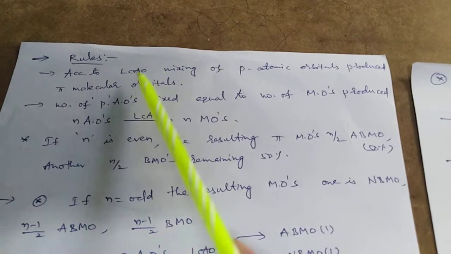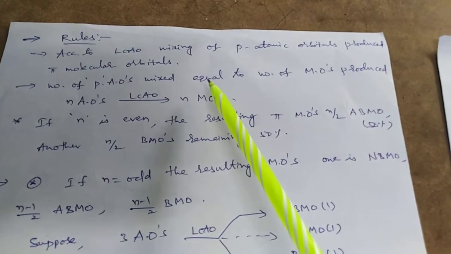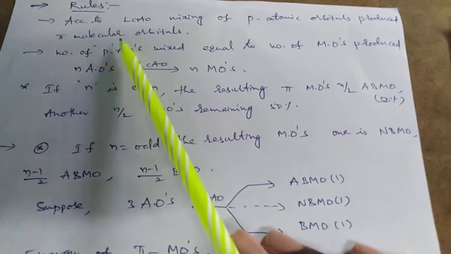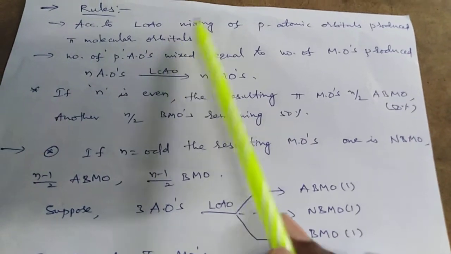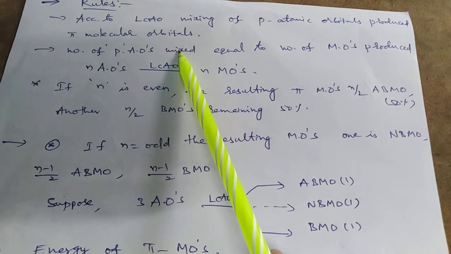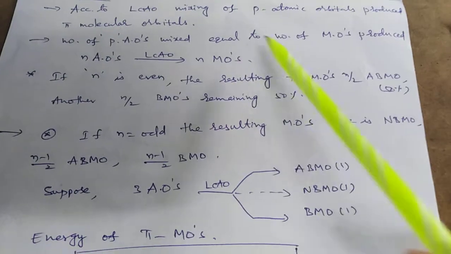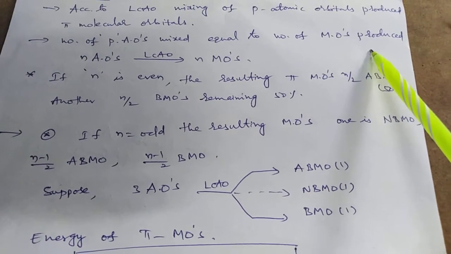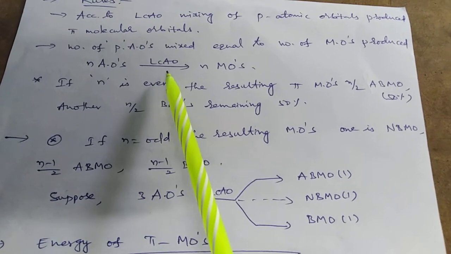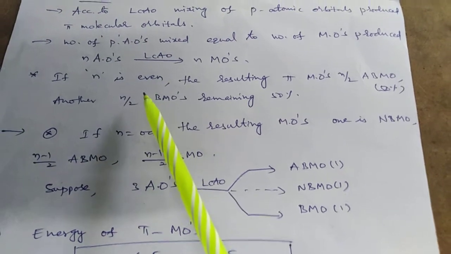Next are the rules for molecular orbitals. We have already discussed molecular orbital theory in quantum chemistry. The first point: according to the linear combination of atomic orbitals, mixing of p atomic orbitals produces pi molecular orbitals. The number of p atomic orbitals mixed equals the number of molecular orbitals produced. For example, if n atomic orbitals are combined, we get n molecular orbitals.